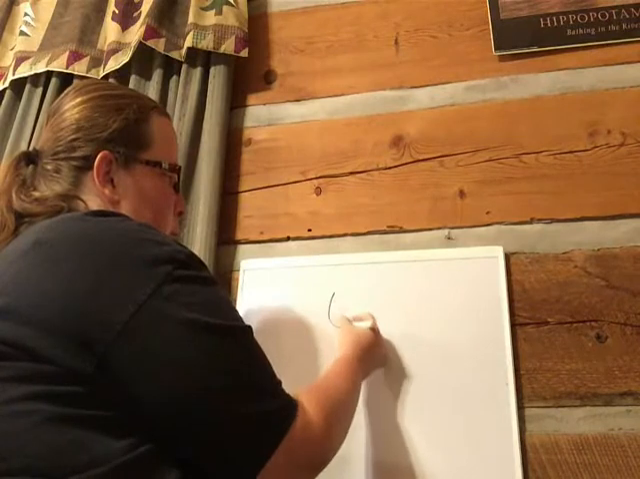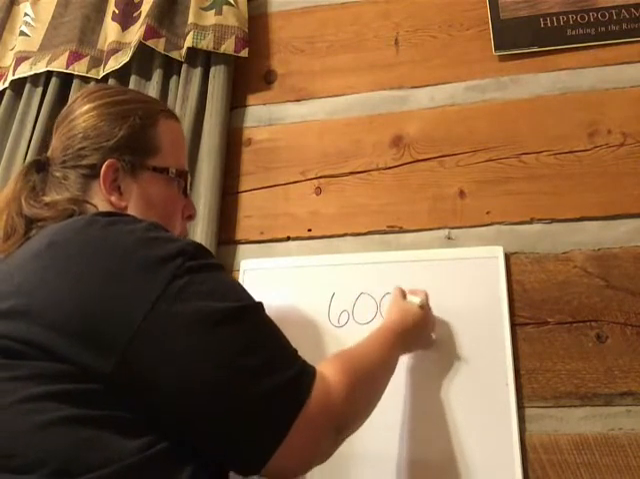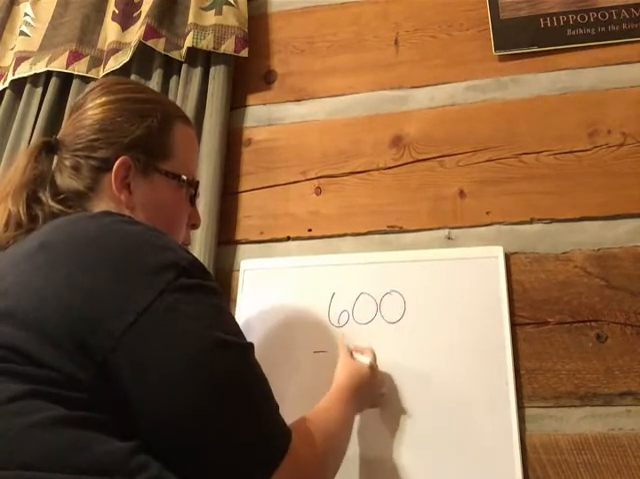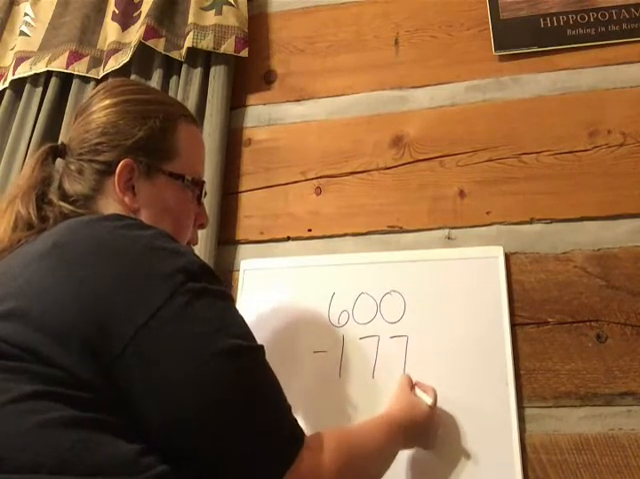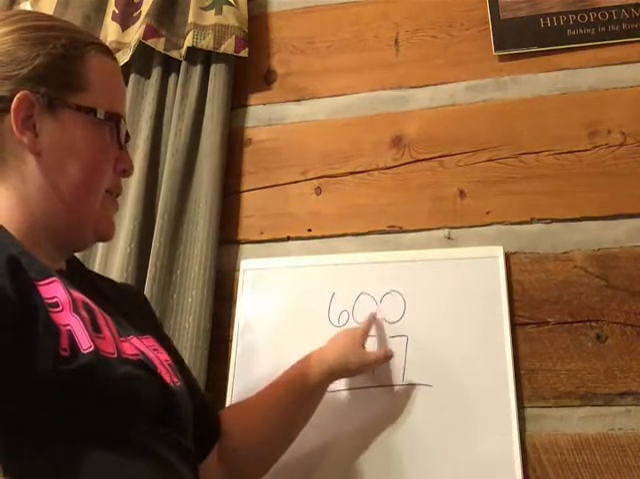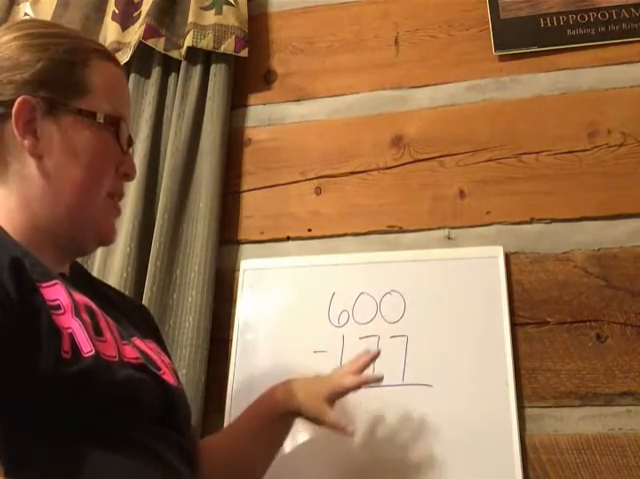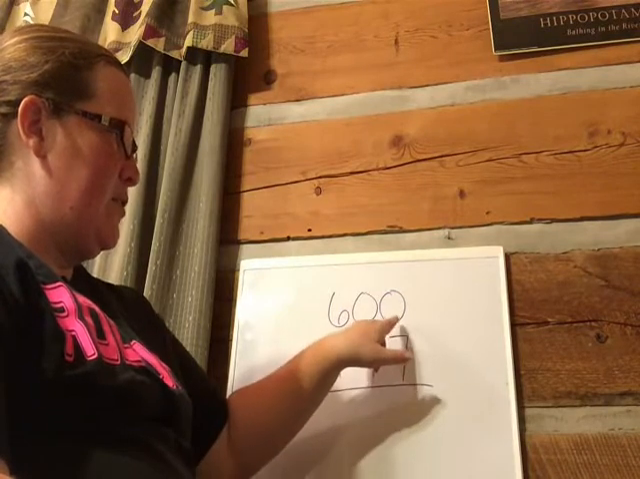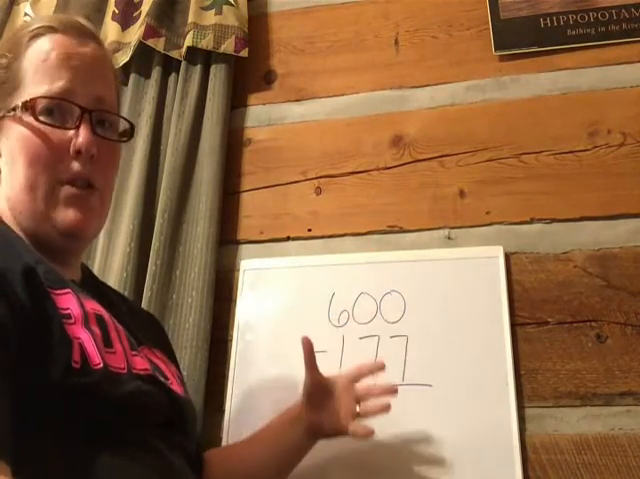So we've been regrouping with subtracting, but what happens if when you go next door to borrow that 10 extra, what happens if there's nothing there? Okay, what if it's a 0? 0 means nothing. So let's look at the first problem here. We have 600 and we're going to subtract 177. Okay, right away you can see all the zeros here. So you know it's going to be a little bit tricky to take 77 away when you've got nothing there. You're going to have to regroup it.